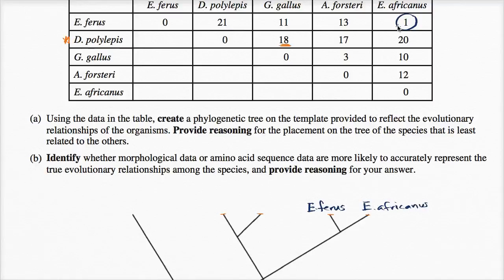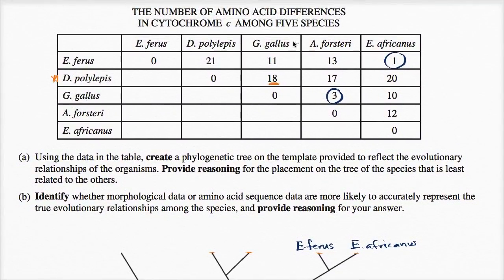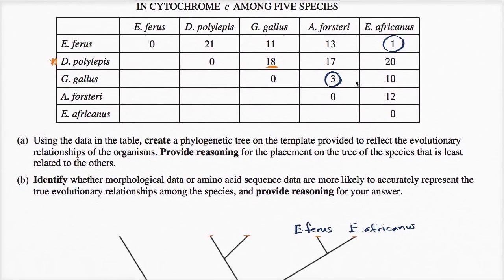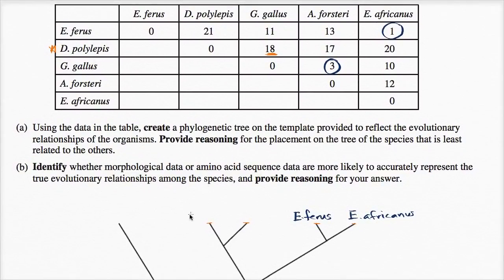Now, where else do we see some low numbers? Well, I see this 3 right over here. And so that's the number of sequence differences, or the amino acid differences, between G. gallus and A. forsteri, however you pronounce that. So I would say those are probably pretty closely related. And so let me write this here. G. gallus and A. forsteri.